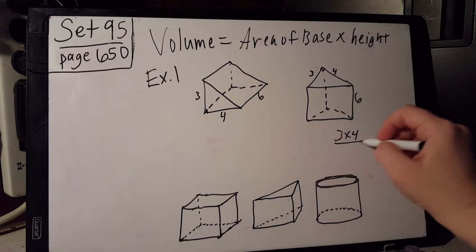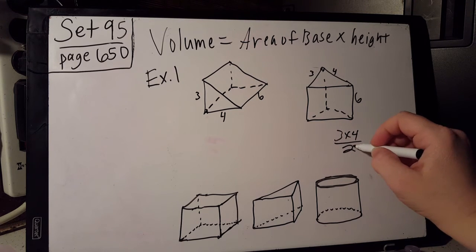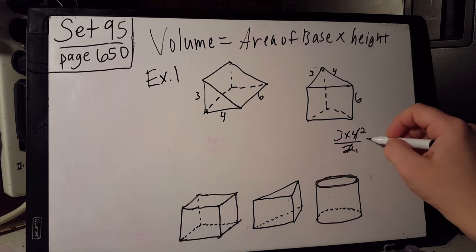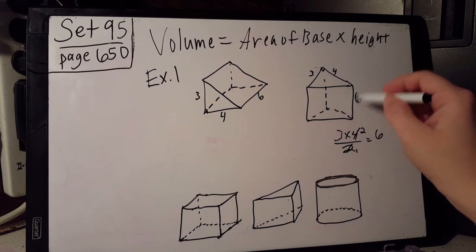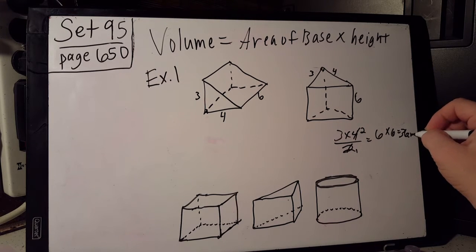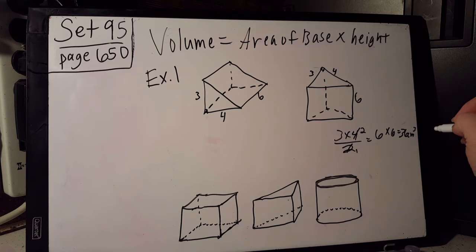Remember, it's a triangle, so we divide by 2. And so that becomes 2 goes into itself once, 2 goes into 4 twice. That becomes 6. Then we take that and multiply it by the height. So 6 times 6 would be 36, and it told us it was centimeters cubed. Okay, that's how we do that one.